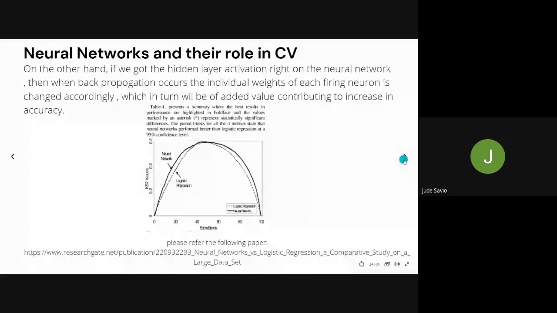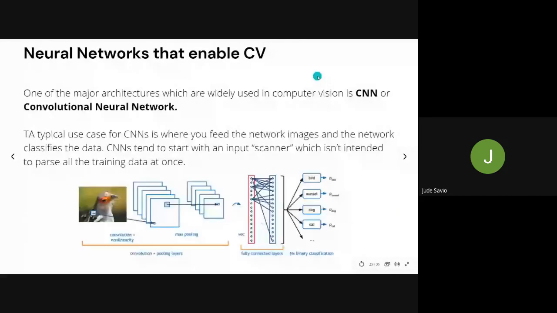So, neural networks that enable CV. Let's get down to the actual neural networks that aid and help in creating solutions. There are different types of neural networks: recurrent neural networks, long short-term memory neural networks, and when it comes to computer vision problems, it is convolutional neural networks. So basically, we use convolutional networks as a base for everything.